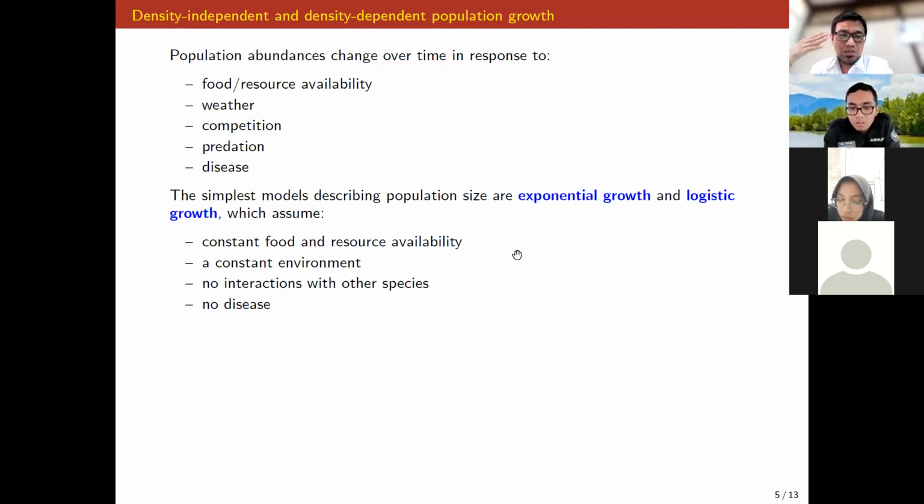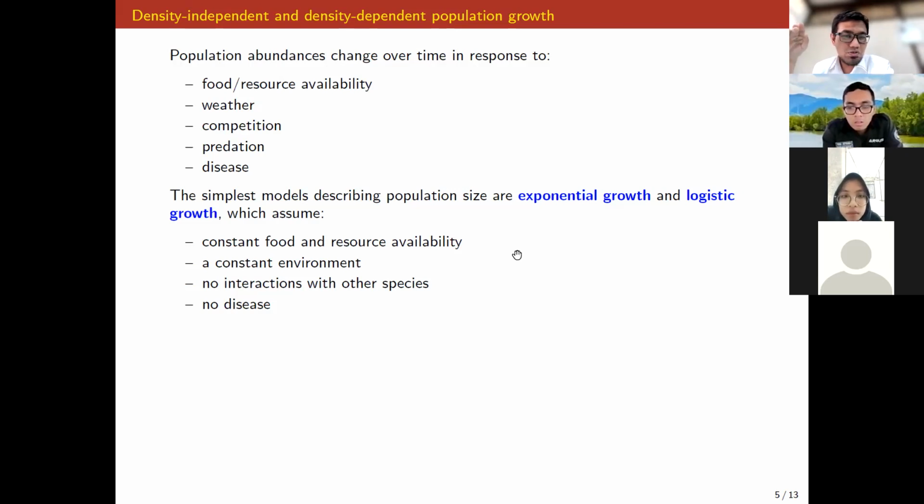And also we can assume a constant environment. There is no change in the weather. There's no change in, for example, the supply of clean water, or the air. The air is still fresh and something like that. So there is no change in the environment that can change the populations. We can say that it is a constant environment.